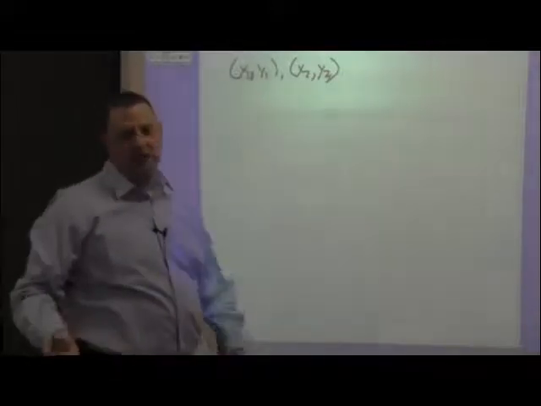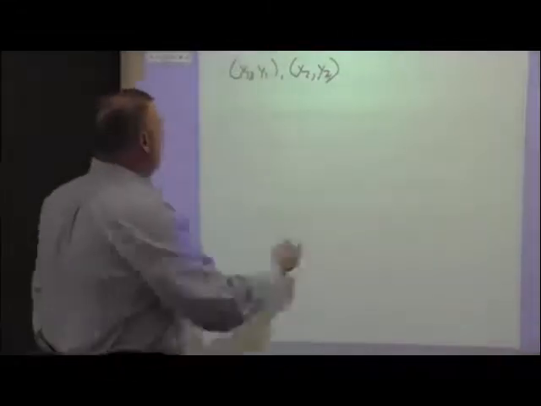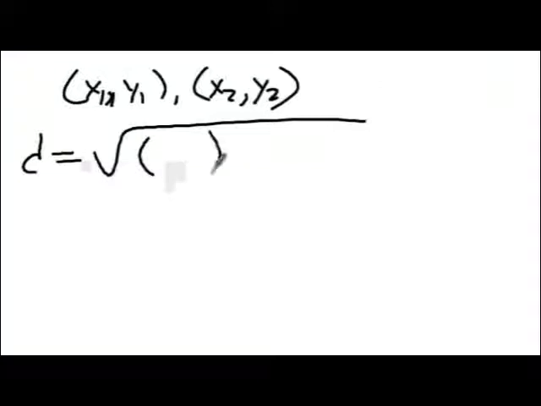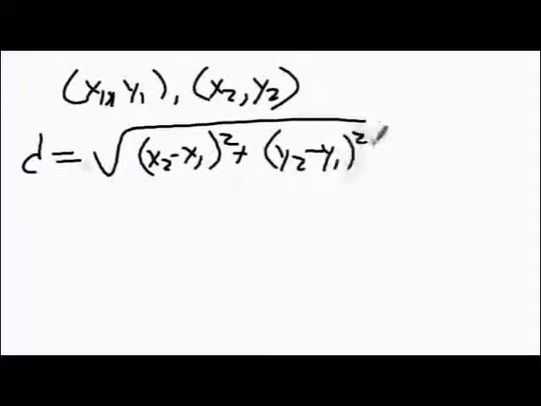Now you're going to have to remember this formula. There's no way getting around it. And it goes like this. The distance, we'll call d distance, is equal to the square root of the quantity x sub 2 minus x sub 1 squared plus the quantity y sub 2 minus y sub 1 squared.